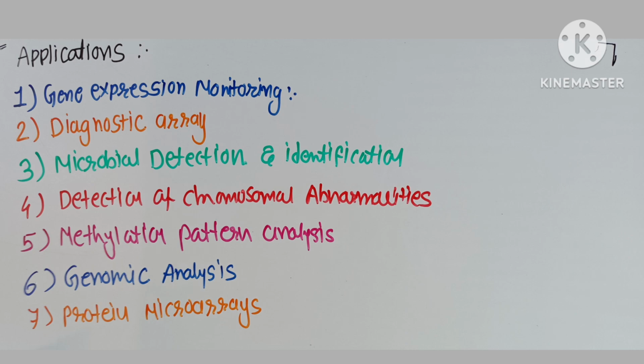Then methylation pattern analysis. Changes in a methylation pattern usually generate alterations in the gene expression program, so it is useful for analysis of methylation patterns. Then genomic analysis. Microarray based genomic DNA profiling, MGDP, technologies are capable of detecting copy number changes for the whole genome in a single assay. Then the protein microarray is an emerging technology that provides a versatile platform for the characterization of hundreds or thousands of proteins in a highly parallel and high throughput way. So these kinds of applications are there for the microarray.